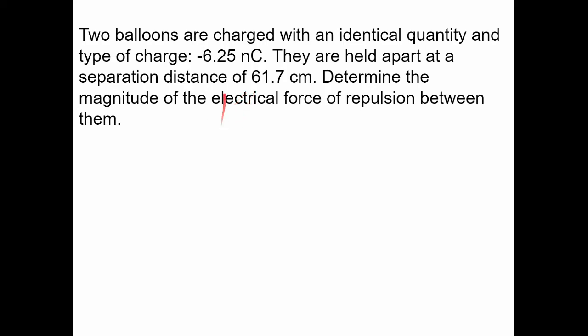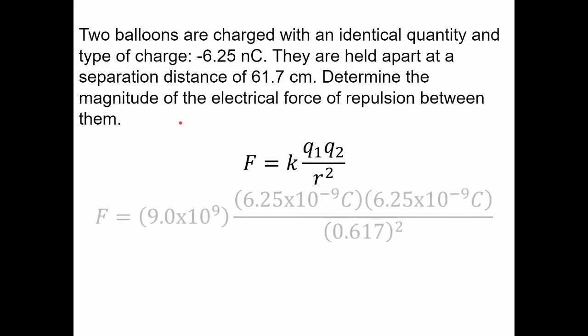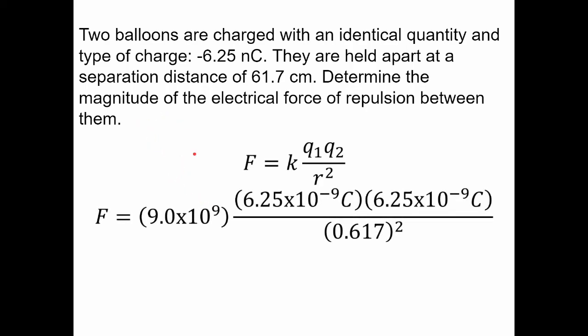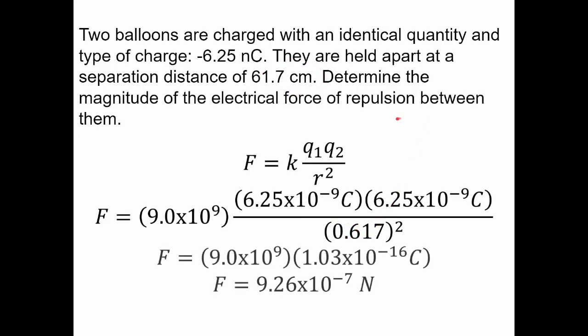Now, even though this question only gave us one value for coulombs, we do have to remember that there are two balloons that are charged with an identical quantity. We're going to use our same equation. We plug in our numbers again, making sure to convert nanocoulombs into coulombs with times 10 to the negative 9th, and making sure to convert centimeters to meters with times 10 to the negative 2. And we get this value, 9.26 times 10 to the negative 7 newtons.